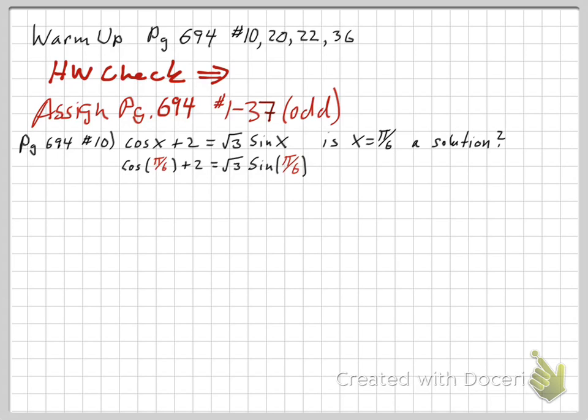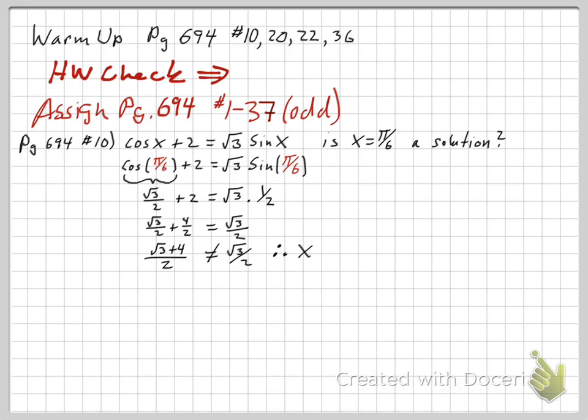Let's go to our unit circle then, and we see that cosine of pi over 6 is root 3 over 2. Sine of pi over 6 is 1/2. On the left side, let's give this a common denominator so we can combine like terms, and that's what we come up with on the right-hand side. On the left side, we do this, it's root 3 over 2, and these are not equal. That means pi over 6 is not a solution to this expression.